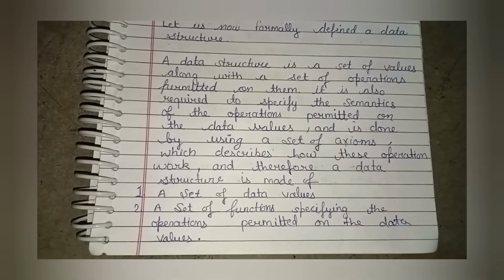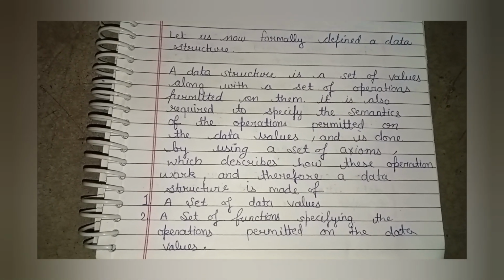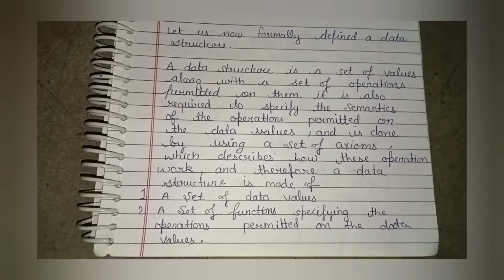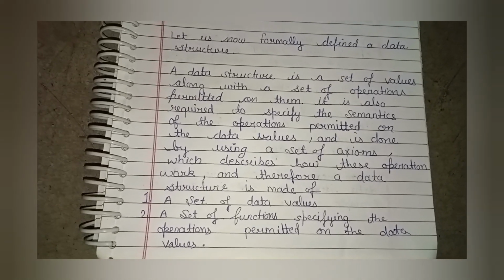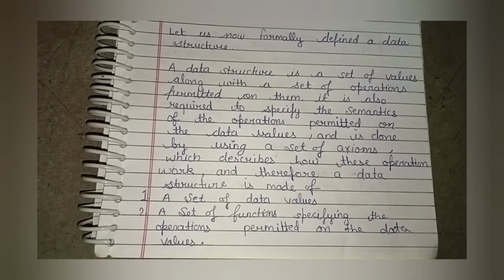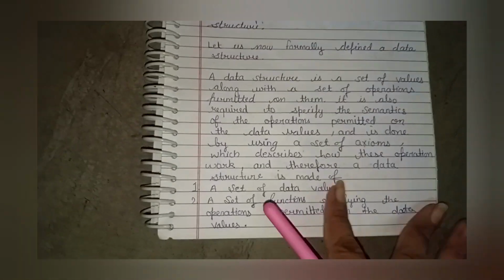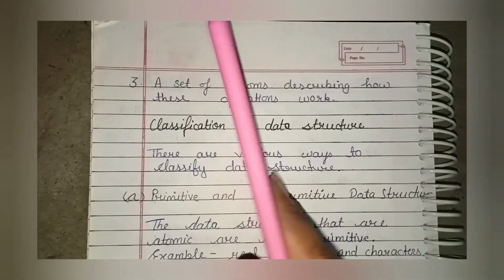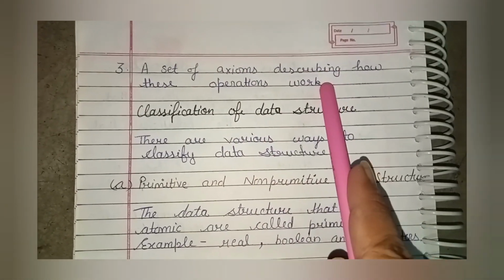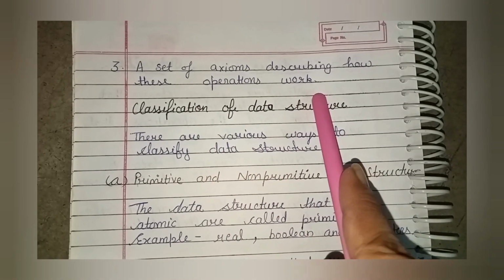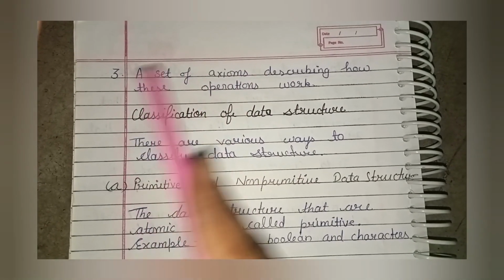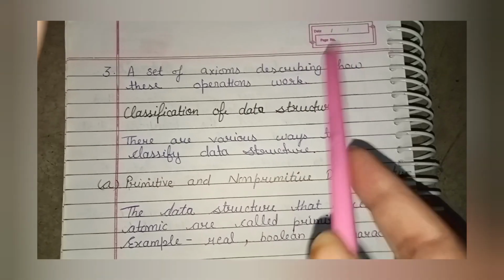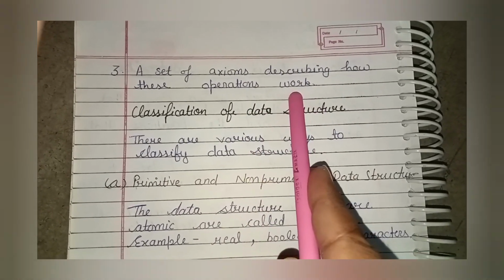It means a set of data values is a data structure. And next is a set of functions specifying the operations permitted on the data values. The third point is a set of axioms describing how these operations work. जो सेट होता है एक्सोनियम्स का वो डिस्क्राइब करता है कि ऑपरेशंस कैसे काम करते हैं.